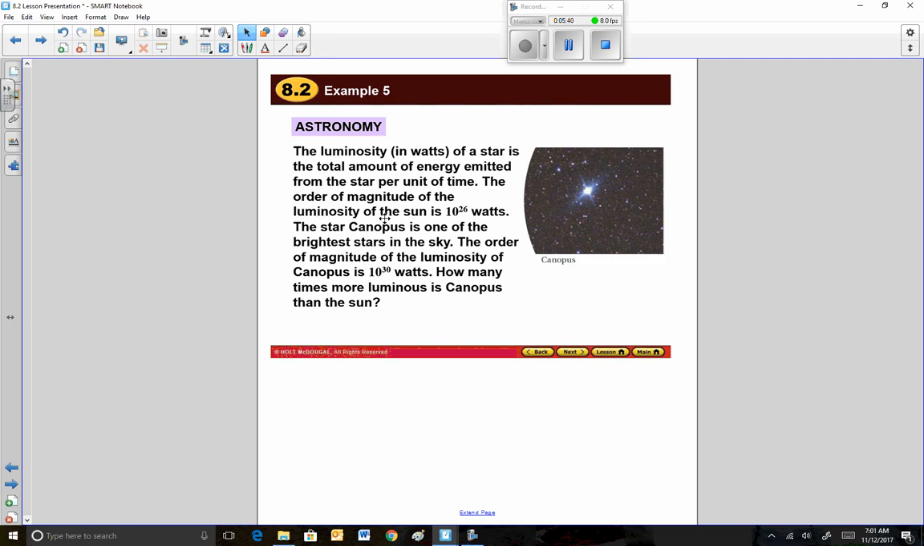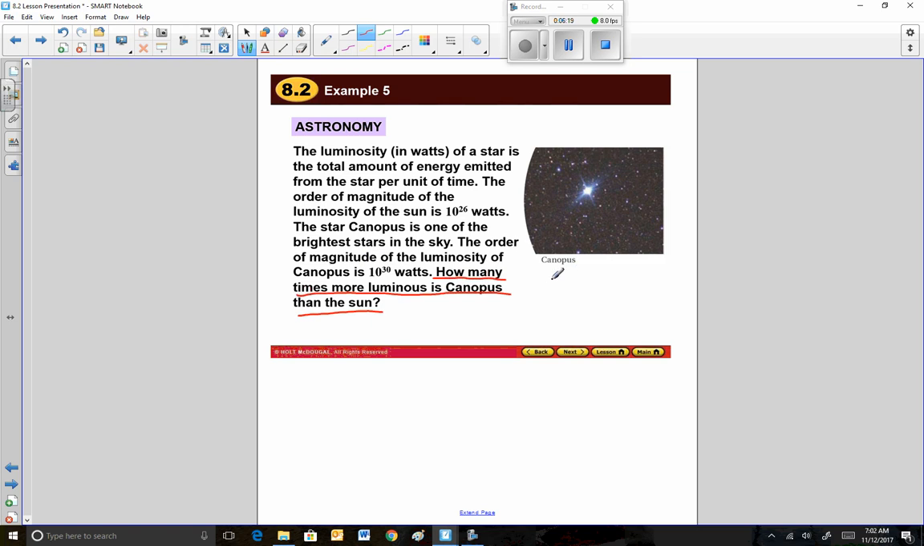The star Canopus is one of the brightest stars in the sky. The order of magnitude of the luminosity of Canopus is 10 to the 30th watts. That's even brighter. How many times more luminous is Canopus than the sun? Now, this is key, is the wording here. Let me go get my little marker up here. Oops, I'm on the wrong thing. Let's see. Key words here that you need to look for in this word problem. How many times more luminous is Canopus than the sun?